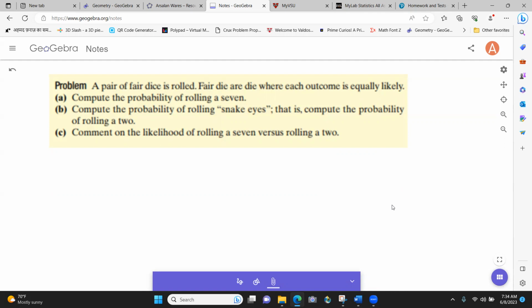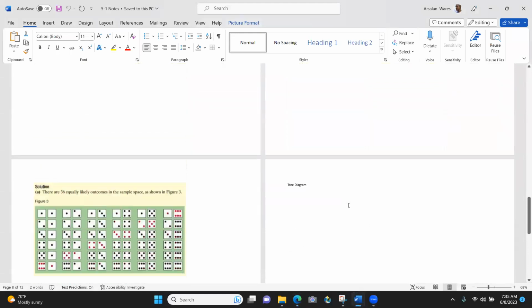Let's read it. A pair of fair dice is rolled. Fair dice are dice where each outcome is equally likely. Compute the probability of rolling a seven. So remember, you're rolling two six-sided dice. Compute the probability of rolling a snake eye. That is, compute the probability of rolling a two, one and one. Comment on likelihood of rolling seven versus likelihood of rolling a two. Once again, I have to construct the sample space very carefully.